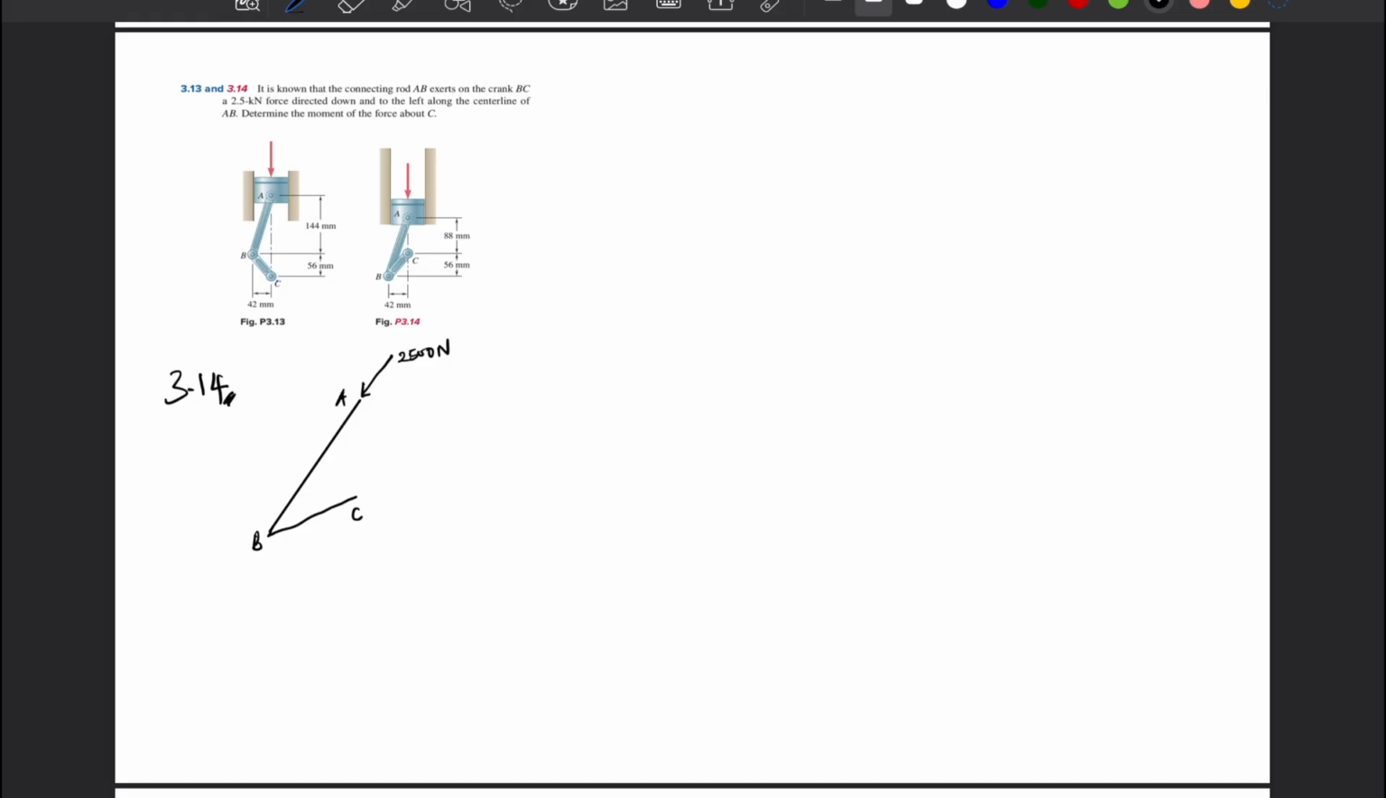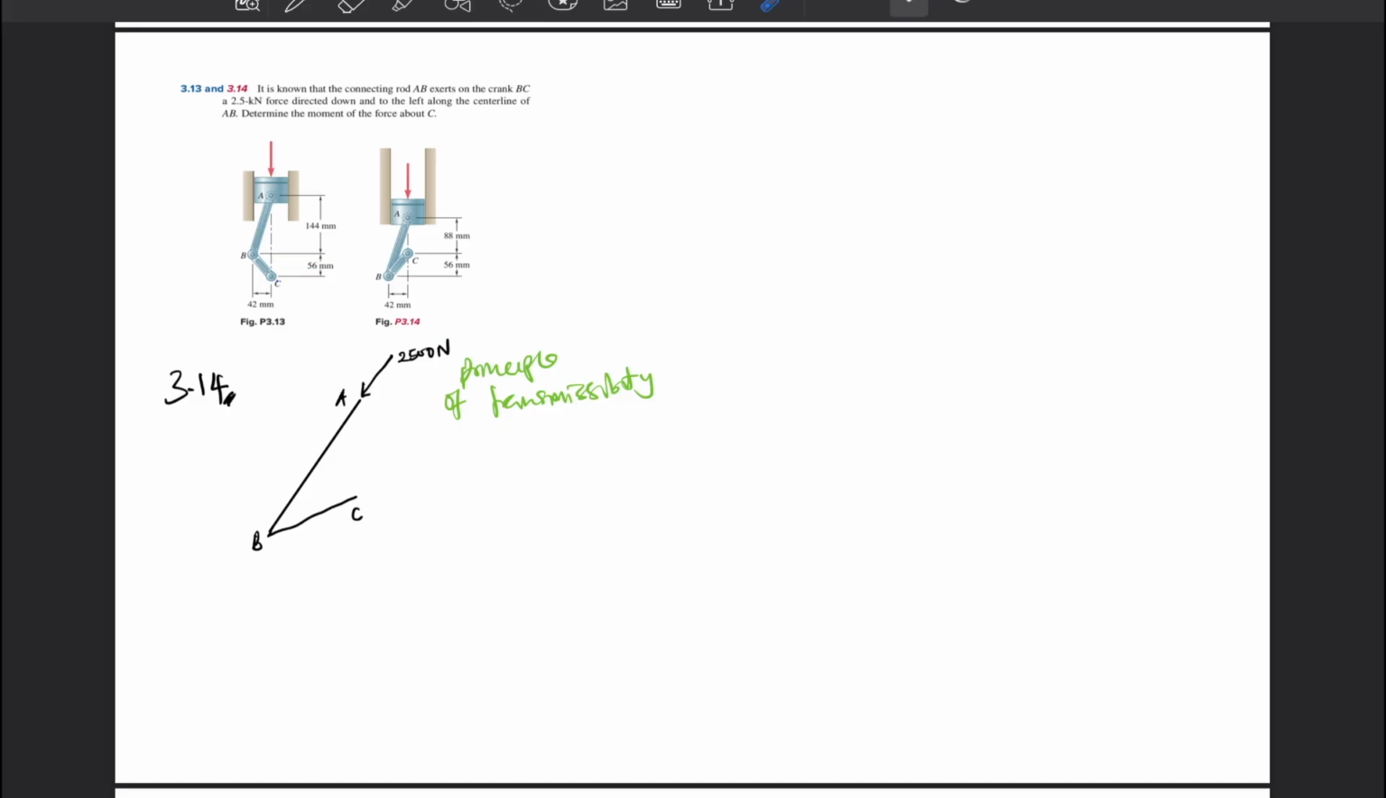Then, because of the principle of transmissibility, if a force is acting on a straight line along a rigid body, then it can be taken to act at any point on that straight line and it will have the same effect. Which means this 2.5 force acting here, we can take it to act at A and we can also take it to act at B, and it will have the same effects on this body ABC.